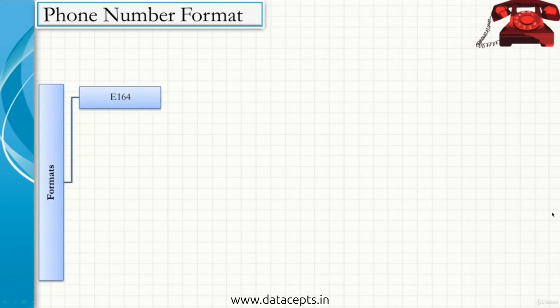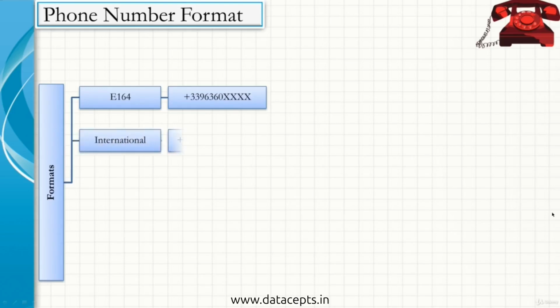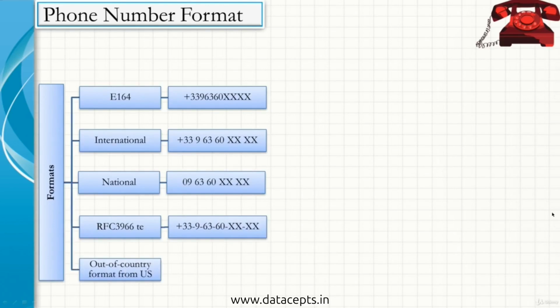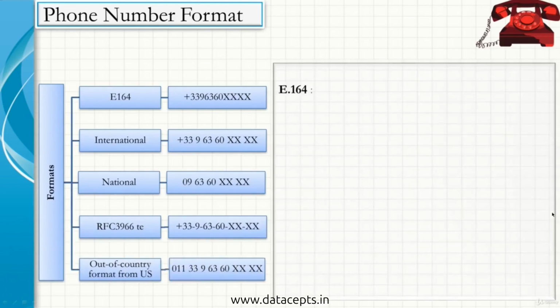And the phone number format is shown below. First one being E164 format, which is similar to the one that is shown on the screen. Next one is international format, which is again shown on the screen. Third is national format, as can be seen here. Fourth is RFC 3966 TEL. Here is the format. And finally, out of country format from US is this one.